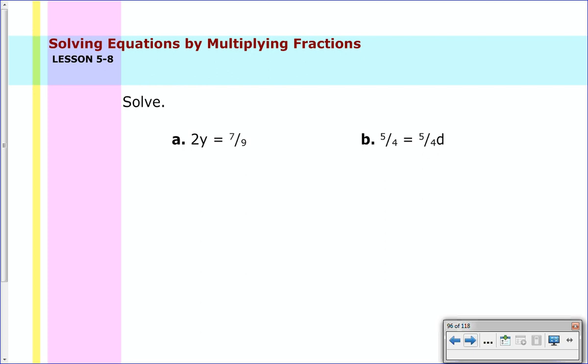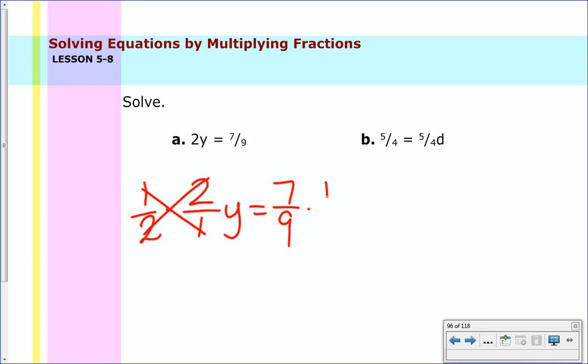Well, let's see what you got. On this one, I'm going to write it as a fraction. So 2 over 1 times y is the same as 7/9. I'd multiply by the reciprocal of 2 over 1, which is 1/2, to both sides. And I'm left with 1y, or just y, is, and I'm looking across, they can't be simplified, so 7 times 1 is 7, 9 times 2 is 18.